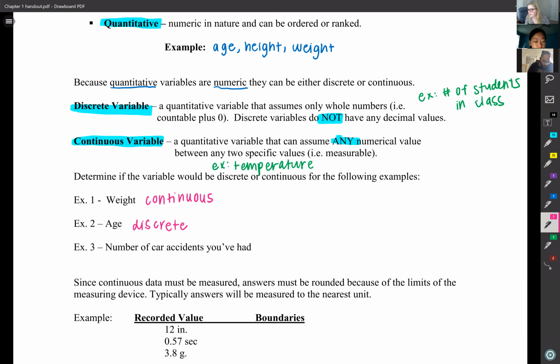All right, and then let's finish it off with one example. So number of car accidents you've had, discrete or continuous? Discrete, perfect. So this one is discrete. So, okay, seems like people are kind of getting the hang of this.